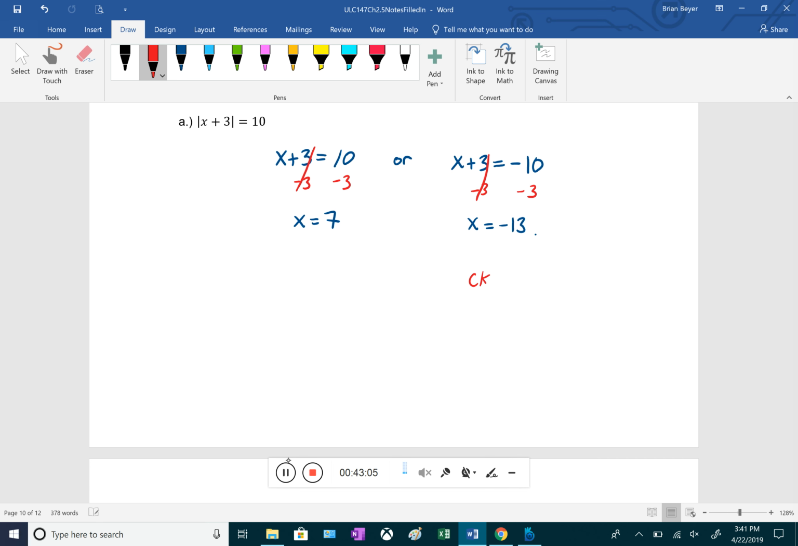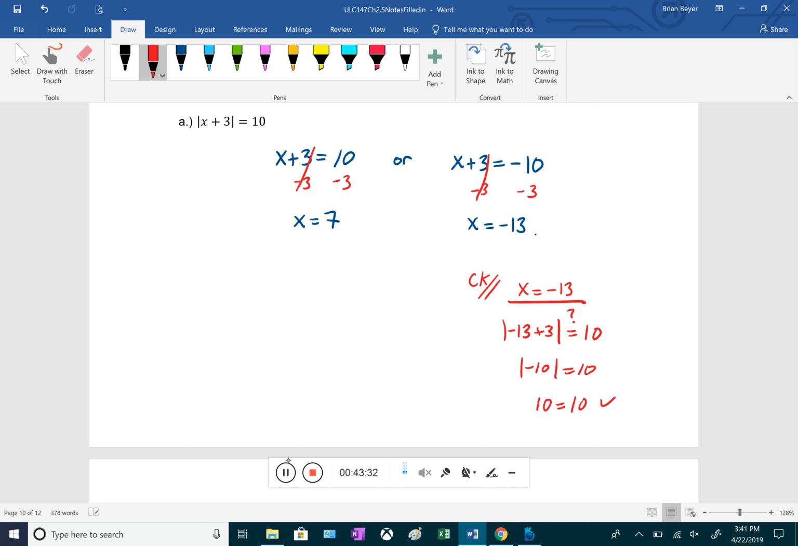Let's check it for x equals negative 13. So we're going to plug this into the original. The absolute value of negative 13 plus 3 equals 10, question mark, because we're checking. So we get the absolute value of negative 10 equals 10, which is true because the absolute value of negative 10 equals positive 10. So that one works.